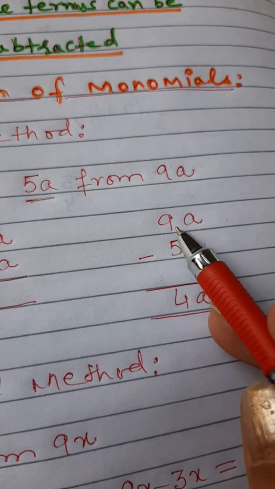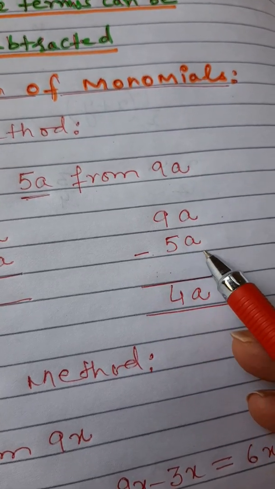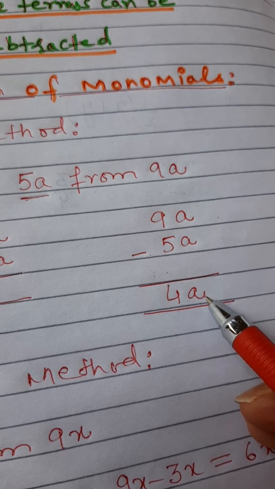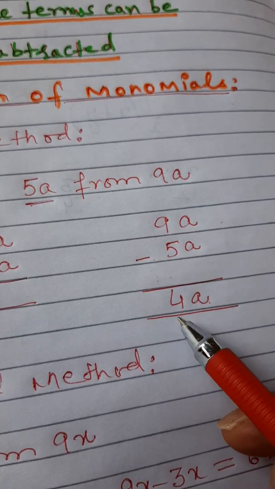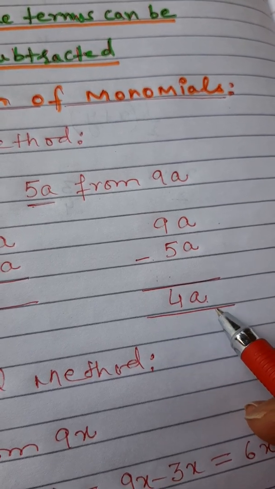Now subtract it as we used to do. Because both the terms are like terms, the variable a will remain the same, and 9 minus 5 is 4. So the answer is 4a.